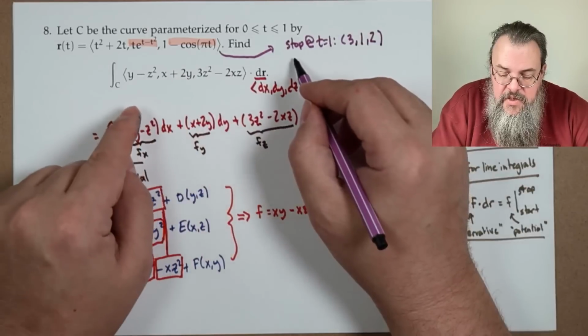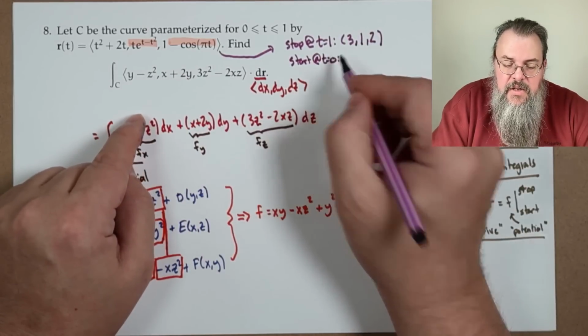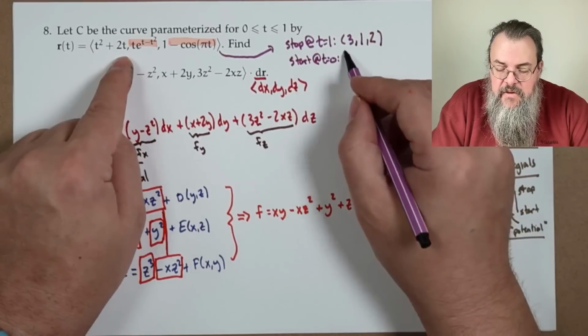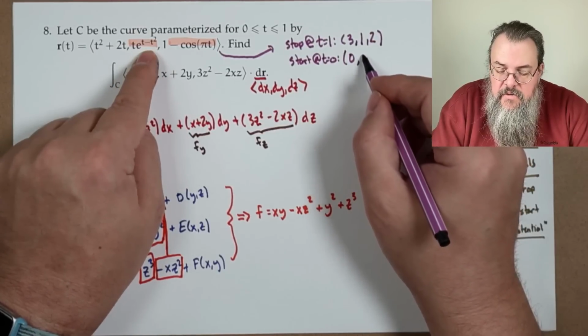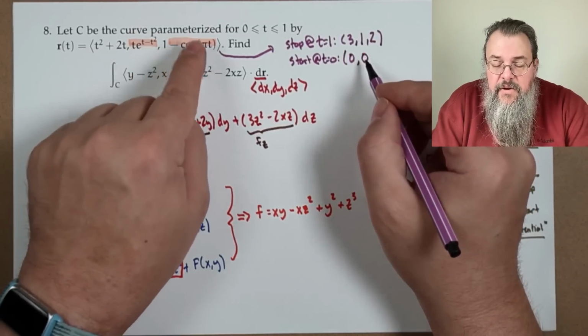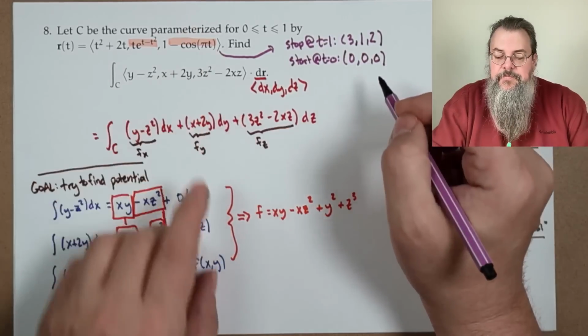Where do we start? Okay, well, we start at time t equals 0. 0 plus 0 is 0. 0 times e to the 0, 0. 1 minus cosine of 0. Cosine of 0 is 1. 1 minus 1 is 0.